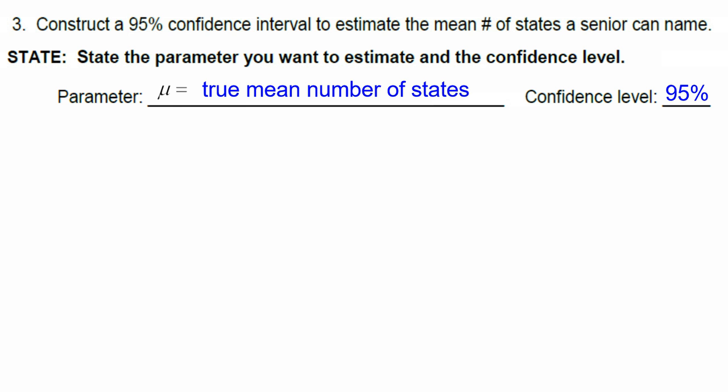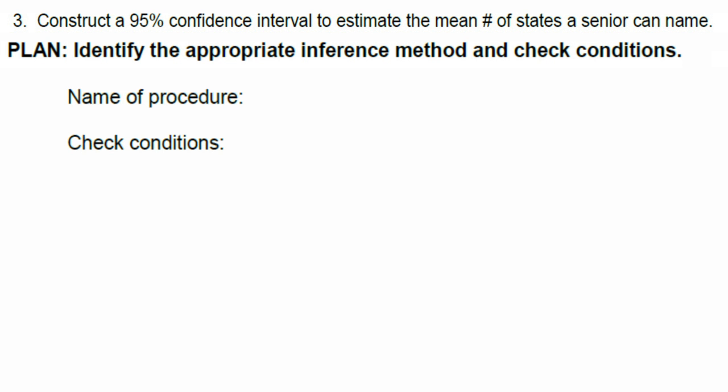So now we get into the plan phase, right? We're going to plan the appropriate inference method and check the conditions to see if they're met. If they're met, then we can perform the calculations. If not, then we cannot proceed. So we're talking about the plan phase. Again, name the procedure. Well, for us, we're getting a one sample t interval for a true mean.